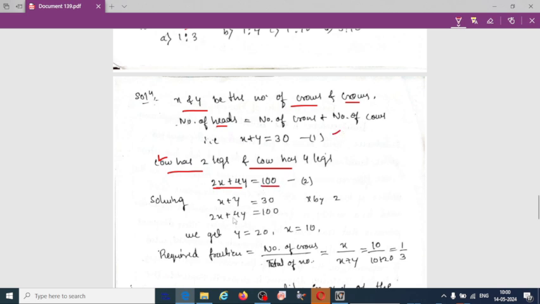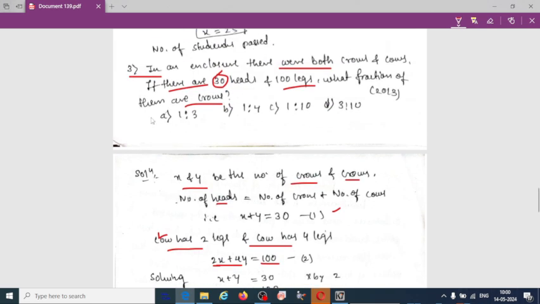So let us consider these two equations: x plus y equal to 30, 2x plus 4y equal to 100. Solve these two and you will get the values of x and y. By the substitution method you can solve. X equals 10, y equals 20 you will get. So the required fraction is what? The number of cows to the total number of animals. That is x by x plus y, 10 by 10 plus 20, so the ratio is 1:3. Option A is correct.